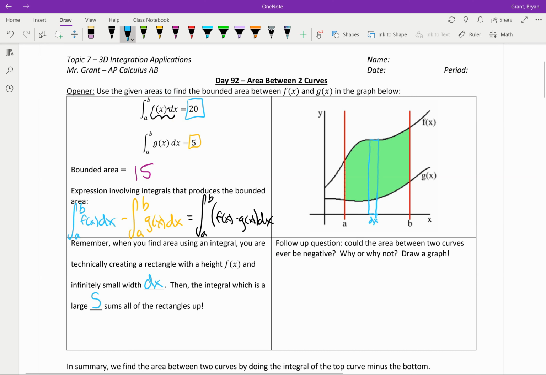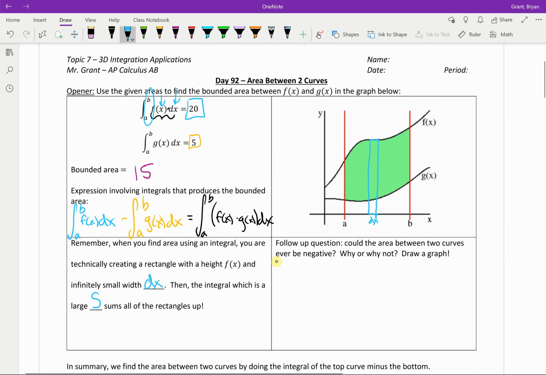Okay, now a couple things to notice here. This dx, this width, is along the x-axis, and everything in this integral has to do with the x-axis, f of x dx, and these are both x values.